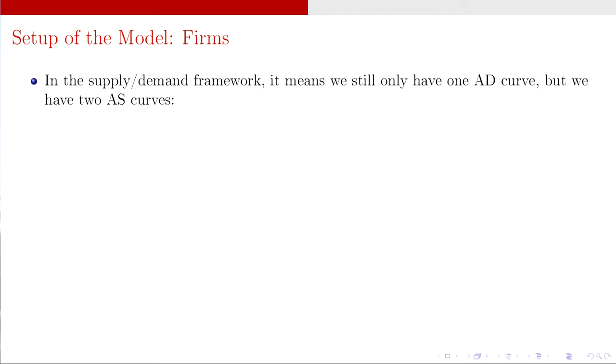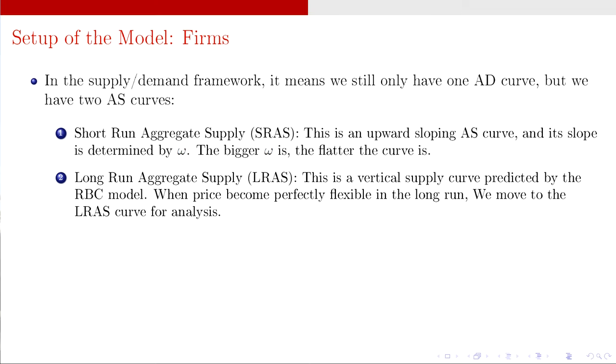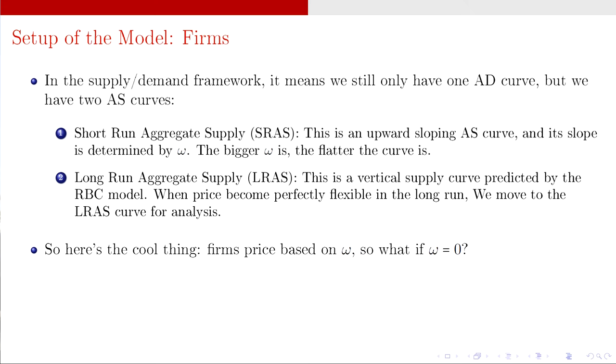So in this framework, we only have one aggregate demand curve, but we technically have two aggregate supply curves. There's the short-run aggregate supply curve. This is the upward-sloping aggregate supply curve, and its slope is determined by omega. The larger omega is, the fewer firms that can change their prices, the flatter this curve is going to get, meaning there will be more of a response in output than in price when there is an aggregate demand shock. But then there's also the long-run aggregate supply. This is the vertical supply curve that we saw predicted by the real business cycle model. When prices become perfectly flexible in the long run, we move to the long-run aggregate supply curve for analysis.